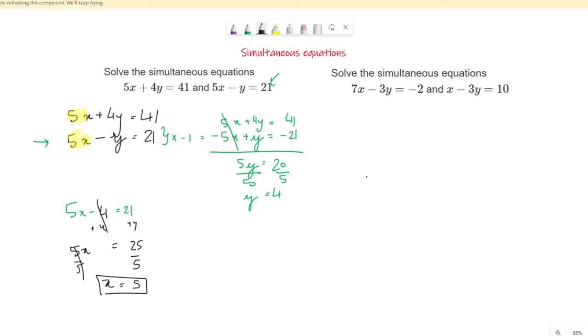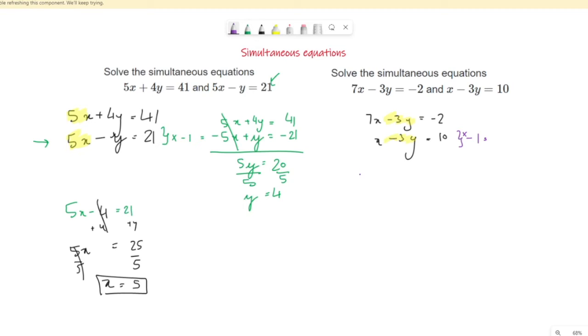Let's solve the next question. Here we see the two equations are 7x minus 3y equals minus 2, x minus 3y equals 10. And the same problem again. We have 3y and 3y in both the equations, but they have the same sign. So we need to make one of them a positive one. So we need to multiply the whole equation by negative 1. Whenever you think about changing sign, you always have to multiply by a negative 1, always. So as I told you before, every sign will become the opposite.